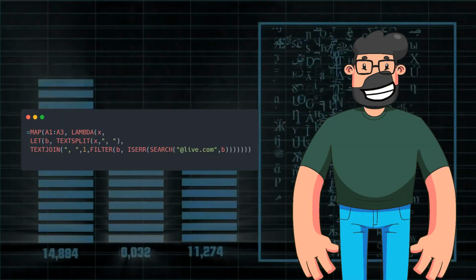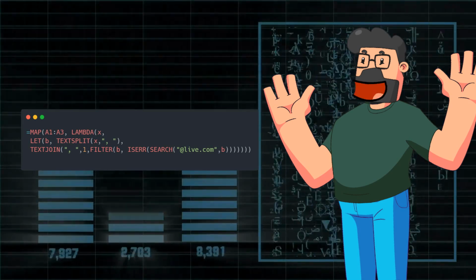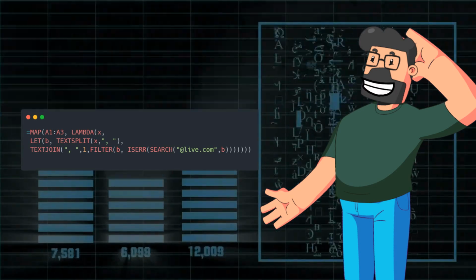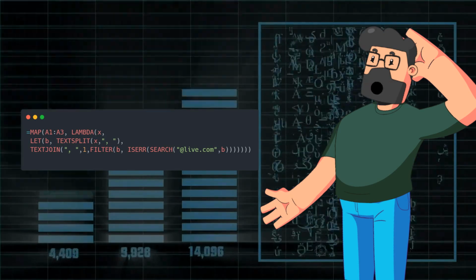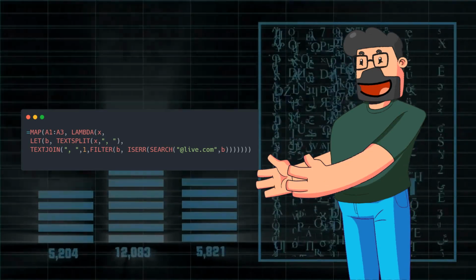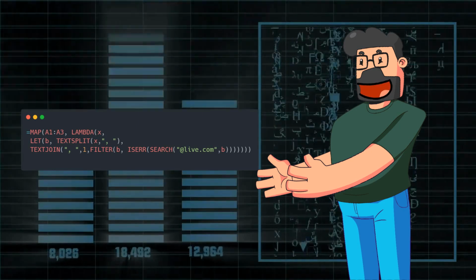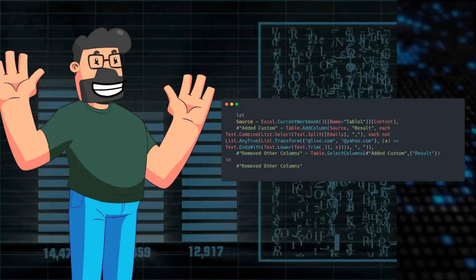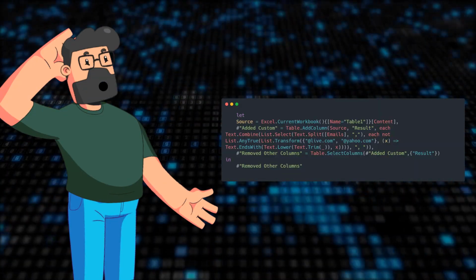Continuing with the solution, the next segment involves an enhanced approach using the MAP and LAMBDA functions. This method allows for a more dynamic and scalable solution by applying the same email filtering logic to a range of cells. It's a great way to efficiently process multiple cells containing email lists and streamline the deletion process of unwanted emails. Moving forward, we explore a more advanced solution utilizing Power Query.